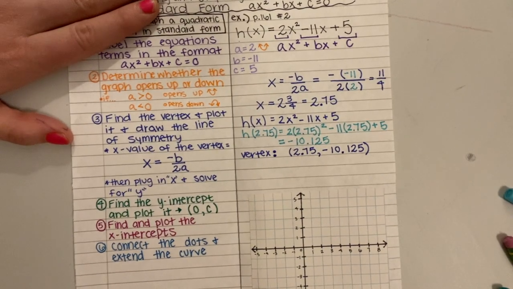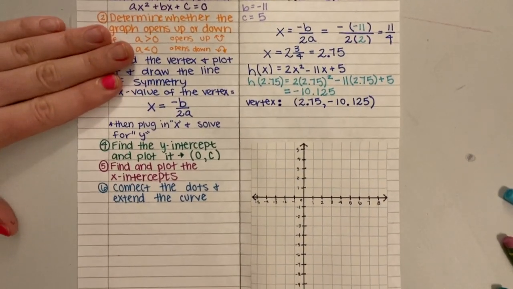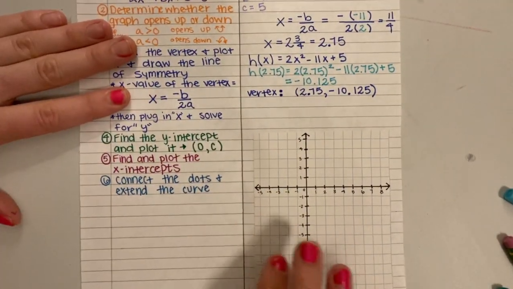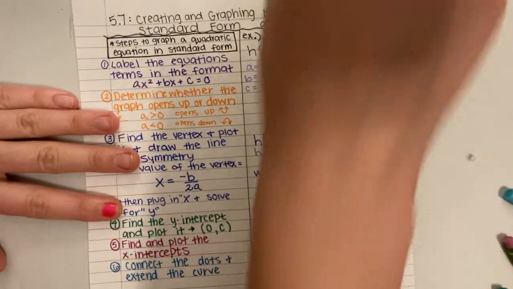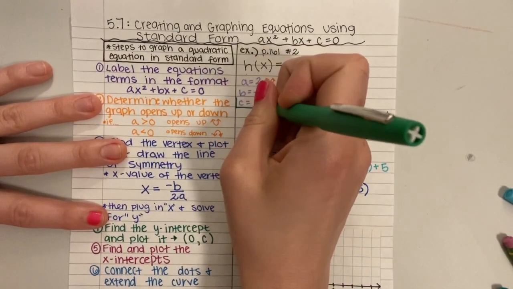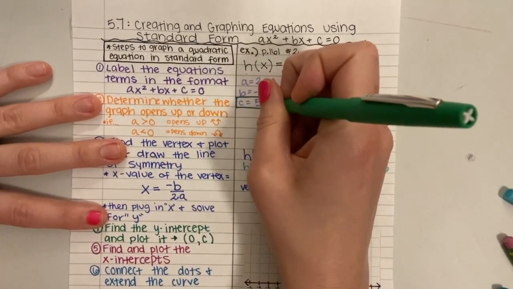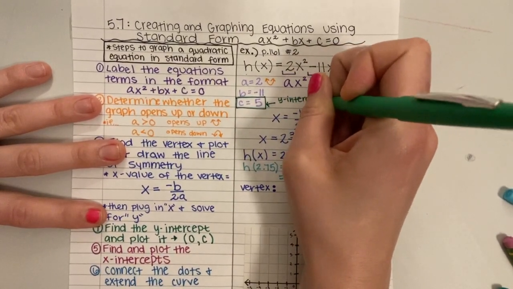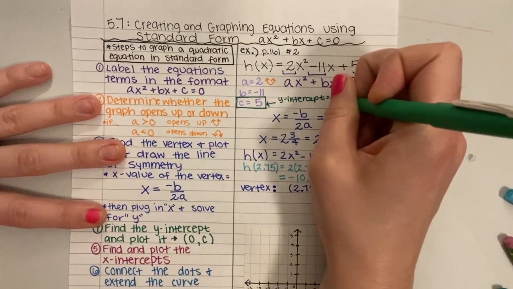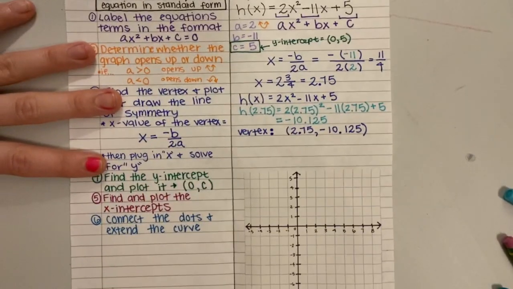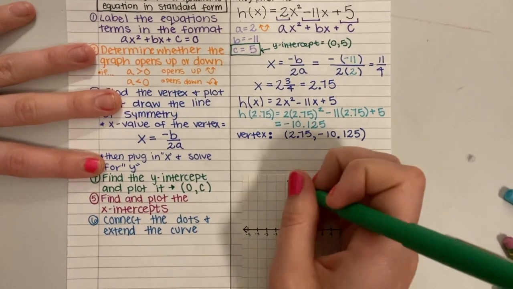Then what I'm going to do is go on to my next step. My next step is to find the y-intercept and plot it. This is super easy because my y-intercept is my value for C. So this is my y-intercept. So y-intercept is just 0, 5. So my y-intercept is 0, 5.